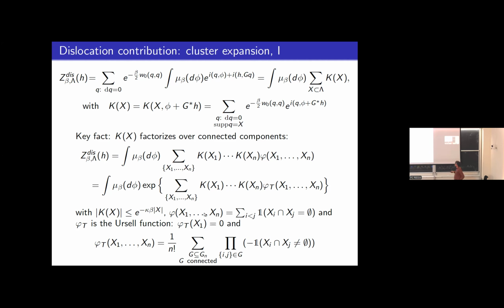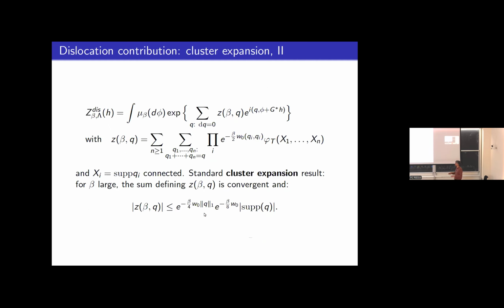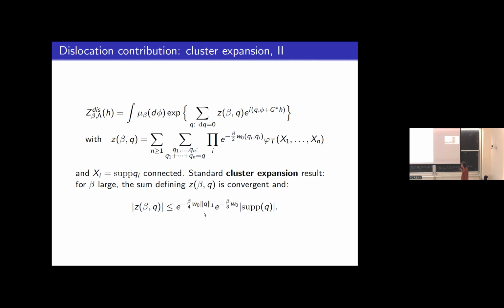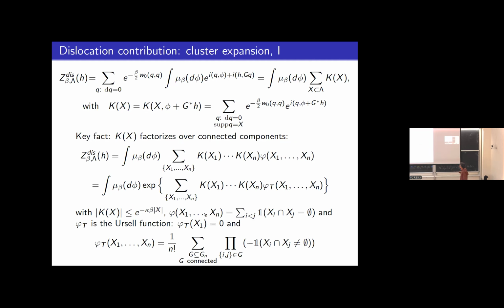Okay, now another standard fact. If you have a summation like this, which is standard in cluster expansion, with an activity that is exponentially small, this summation is exponentially convergent. This is also very standard. So now you resum this, and you get this very simple expression where the coefficient is, if you like, the sum of the cluster expansion.